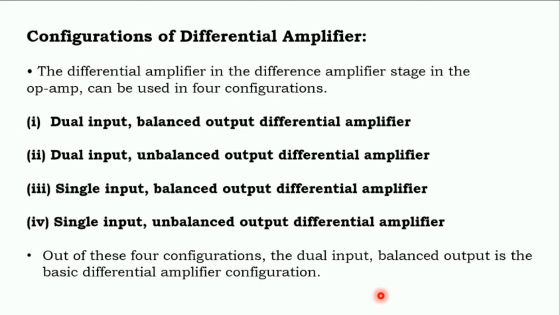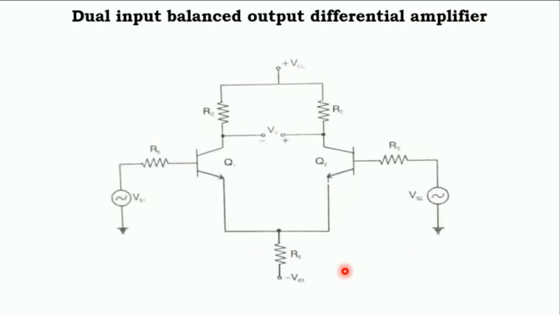So these are the configurations. These are the different configurations of differential amplifier: dual input balanced output amplifier, dual input unbalanced output differential amplifier, single input balanced output differential amplifier, single input unbalanced output differential amplifier. Out of these four configurations, the dual input balanced output is the basic differential amplifier configuration. So from this we can understand that the op-amp will be built around this particular idea and nothing else, right? So this is the basic configuration.